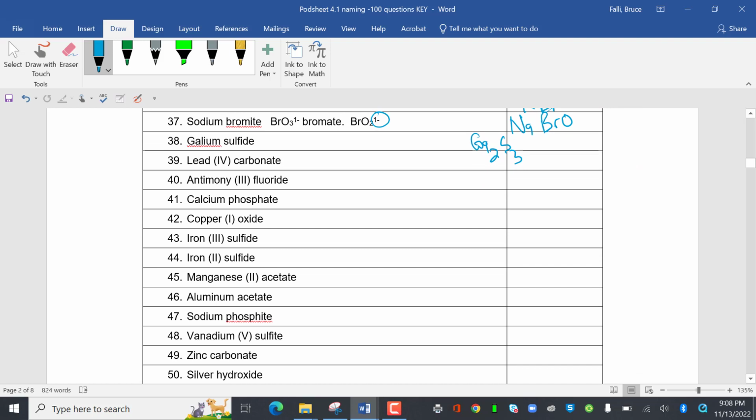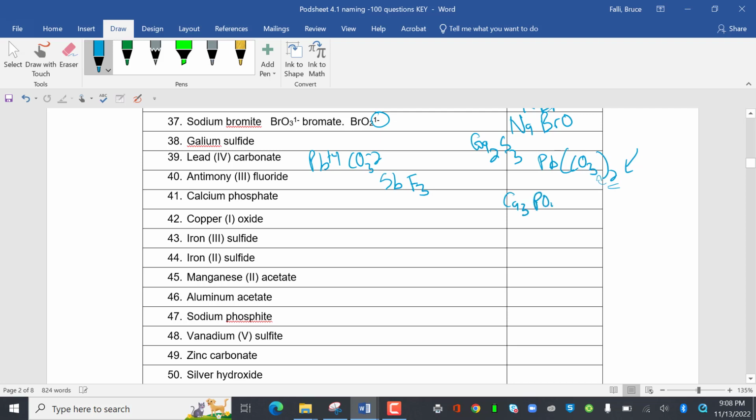Lead 4 carbonate, so that means that lead's charge is +4. Carbonate is CO3 -2, so it takes 2 of them. Pb, to show 2 carbonates, I have to put a 2 outside right there. If I put it inside, that would be 32 oxygens. This 2 out here says I have 2 carbonates. Antimony, Sb, fluoride. Antimony is +3. We show that charge there.